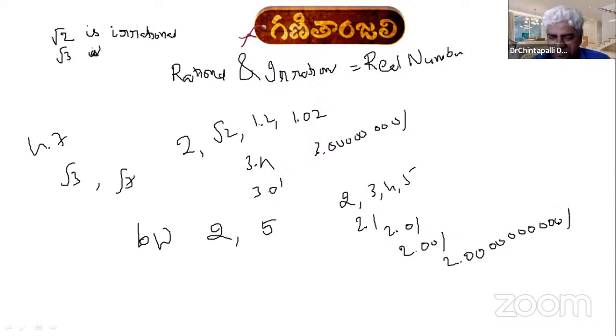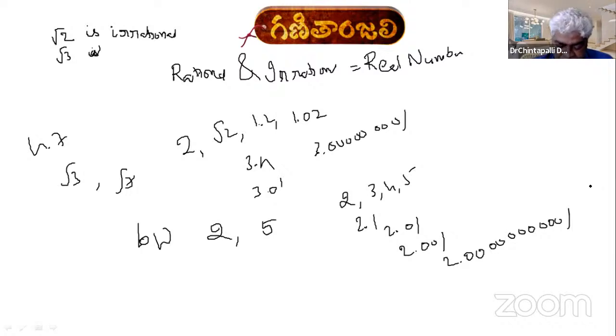2.000000001 is also a real number. In this way, how many real numbers are there between 2 and 5? Infinite, sir. Infinite real numbers are there between 2 and 5. Not 5, not 10, not 1000, not 100. If we are asked to write 1 crore numbers between 2 and 5, we can write 1 crore numbers. If we are asked to write 10 crore numbers, we can write 10 crore numbers. We can write as many numbers as required between 2 and 5.